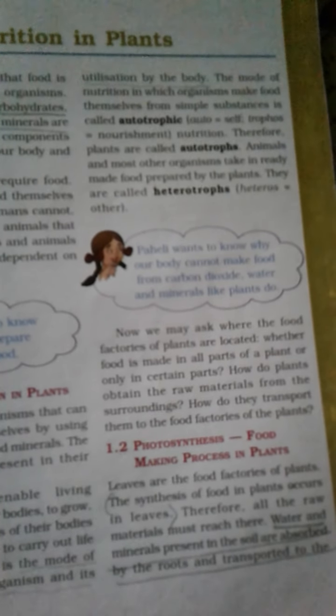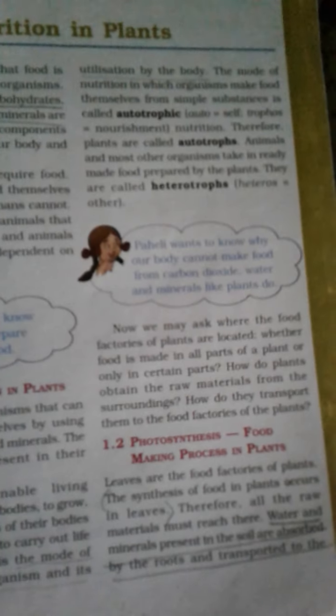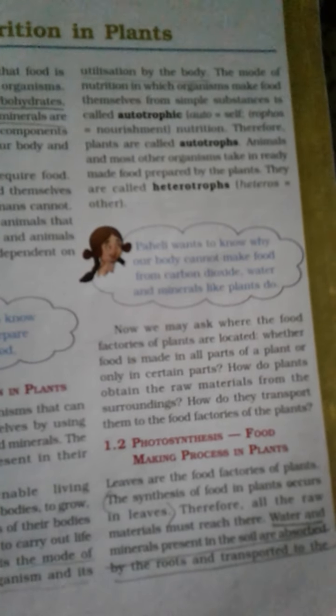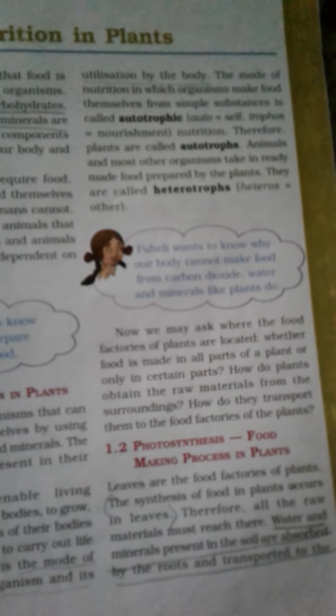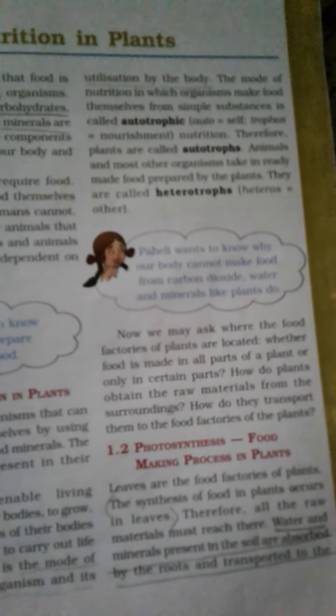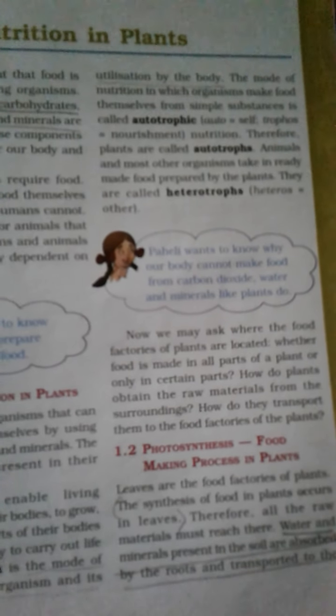The second mode of nutrition, that is the heterotrophic mode of nutrition. In the heterotrophic mode of nutrition, it is the type in which the organism depends on other organisms for food or nutrition. For example, all the carnivores, herbivores, etc.